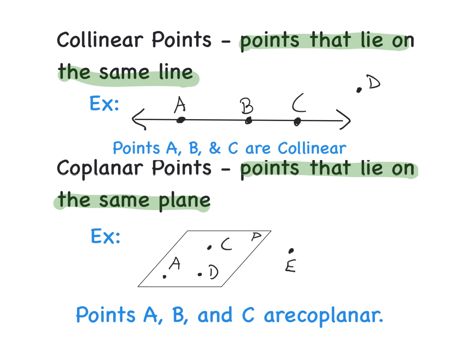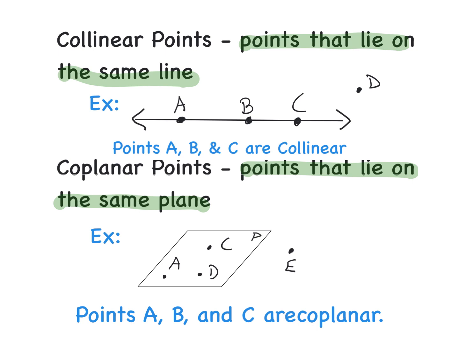And then the next one is coplanar. Say coplanar. Coplanar. Okay? Points that lie on the same plane. All right, so you got these 3 points, A, D, and C, A, C, and D, that are on the same plane. Is E on the plane? No, didn't buy a ticket. Okay, it's not on the plane.